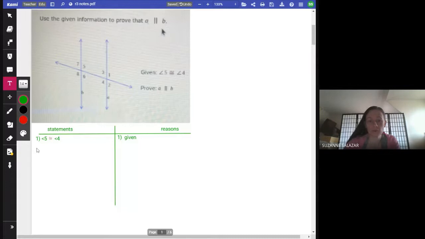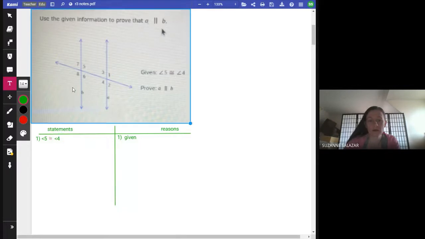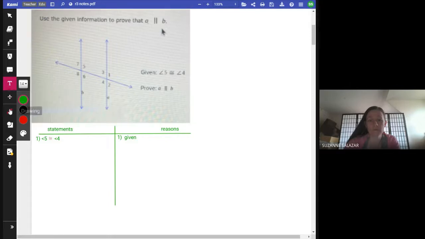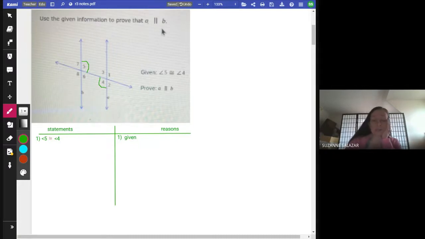Statement 2. Well, angle 5 and angle 4, so I'm given that. So I'm going to go mark that on my picture, because if you're told that something is congruent, you should mark it. So statement 2, I want to use that information. Well, what angle pair are they? Those are alternate interior angles.